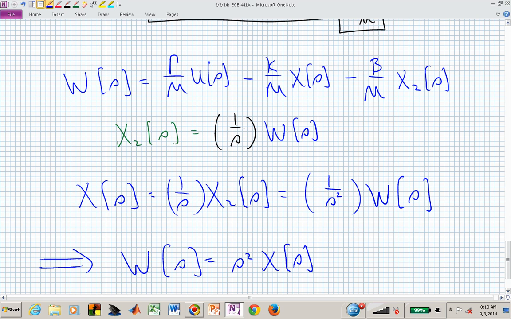And if I do the same thing, I'll highlight for those that are paying attention online. Now I can do the same thing for that equation and relate X sub 2 to X.